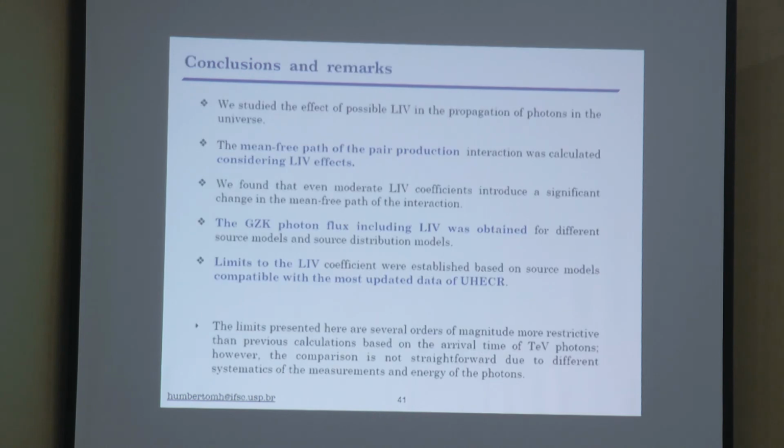And finally, my conclusions, because I think I'm over time. There are 3 main conclusions. We have computed the mean free path of pair production considering LIV. We have obtained the GZK photon flux including LIV. And finally, we have set some LIV limits compatible with the most updated data of ultra-high-energy cosmic rays.